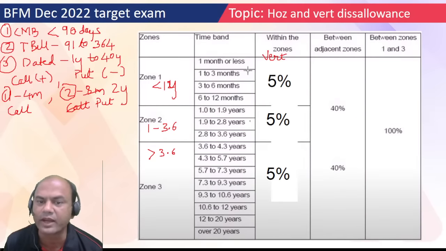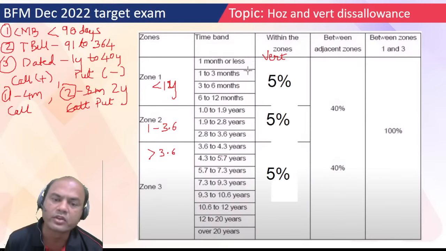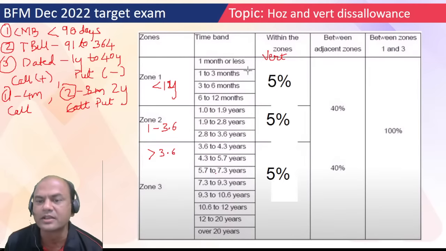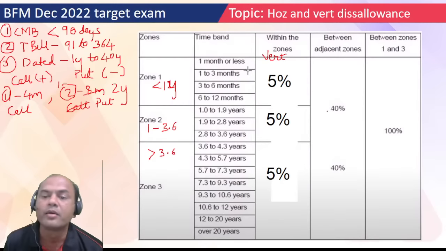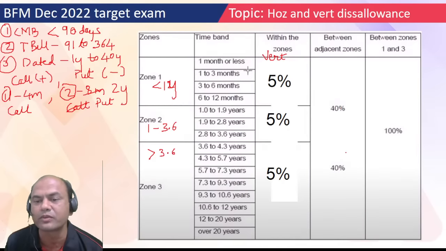Similarly, zone 2 and zone 3. If I adjust a bond between 2 years and, let's say, 5 years, then 40% is the disallowance. But again the criteria are the same, plus and minus. Now the third part, what does 100% mean? If I adjust a bond between zone 1 and zone 3, see this, they are not neighbors. Zone 1 and zone 3 are not neighbors. Then whatever I adjust, I have to disallow 100%. Disallow, understand the word I am telling you.